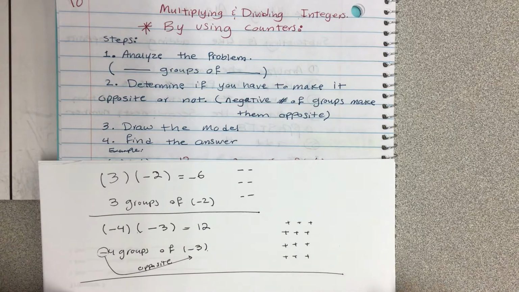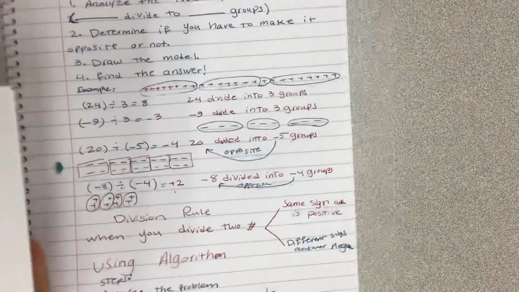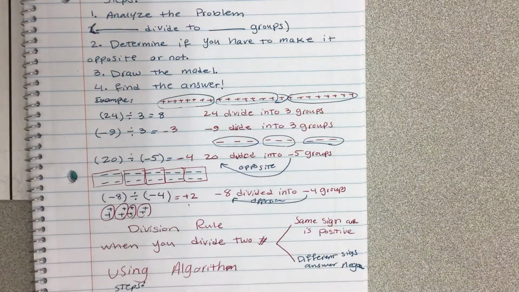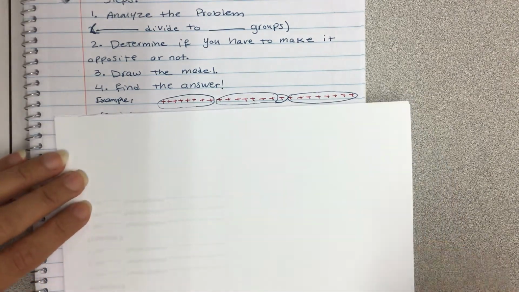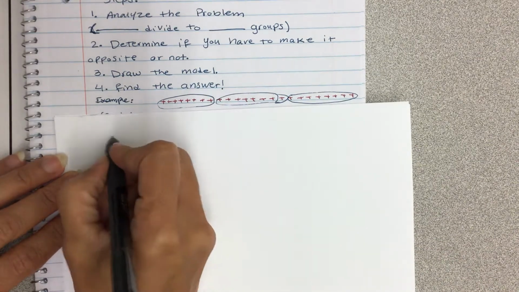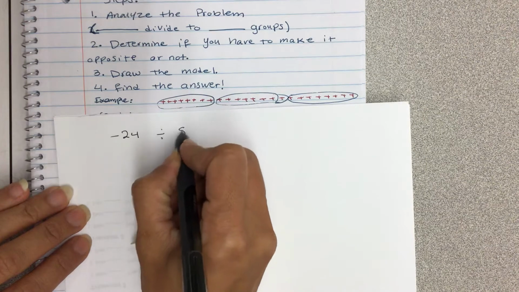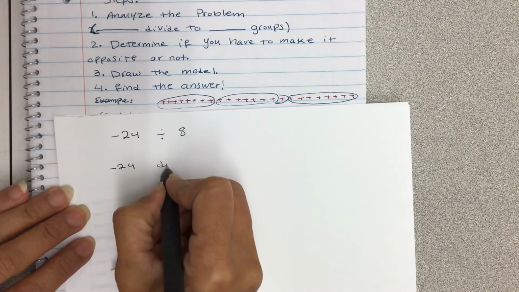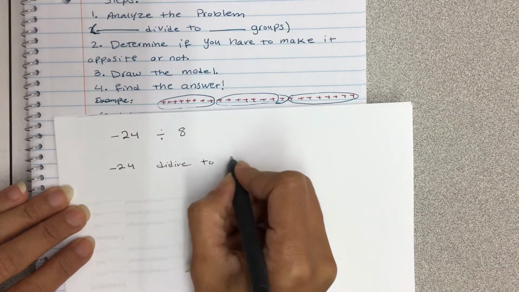That's the same when you are going to do division. For division, I'm going to translate it. I'm going to say division means a number divided into a number of groups. Sometimes it's easy when we are just having positive numbers. So if I have -24 divided by 8, that's going to be easy because I'm going to say -24 divided into 8 groups.